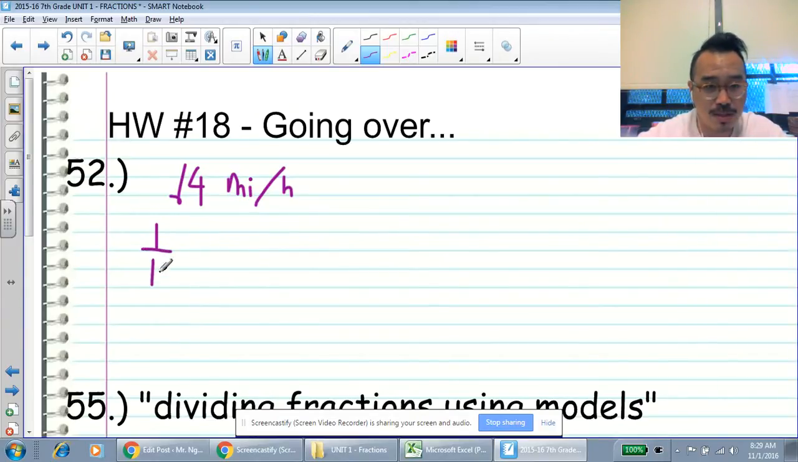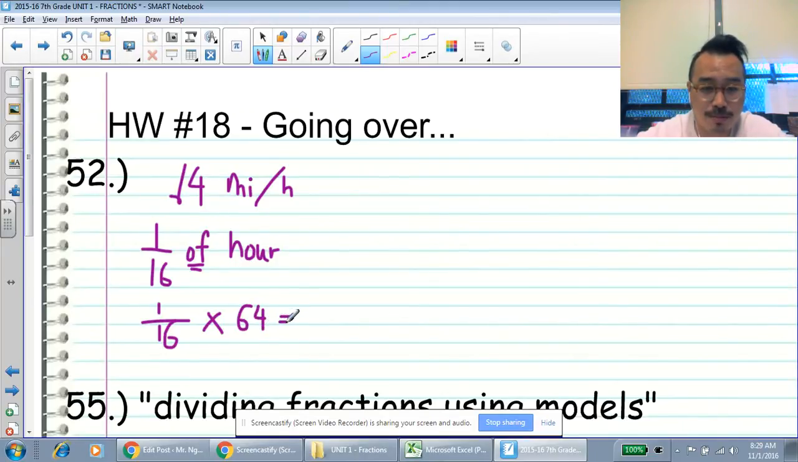So 1/16th of an hour. Think about this: what does of mean? That's right, multiply. So 1/16th of the hour. Now the hour is actually represented by a number, which is 64. So 1/16th times 64. Take a moment and do that. By the way, 16 goes completely into 64, so you could probably cross cancel.